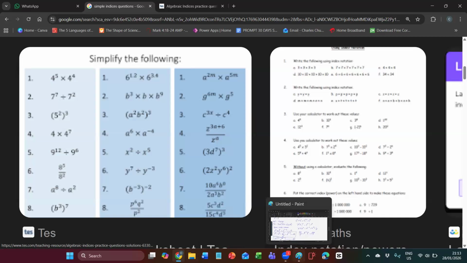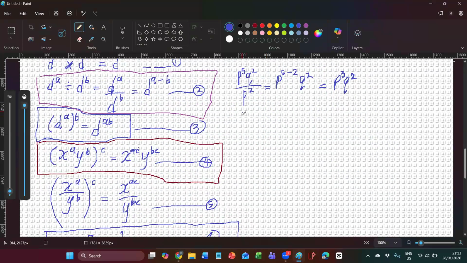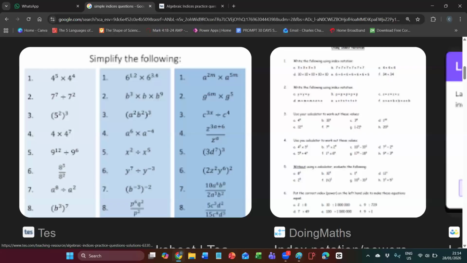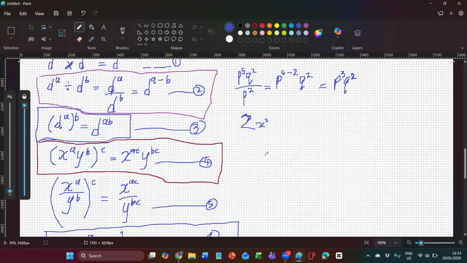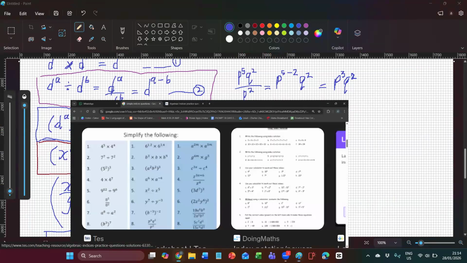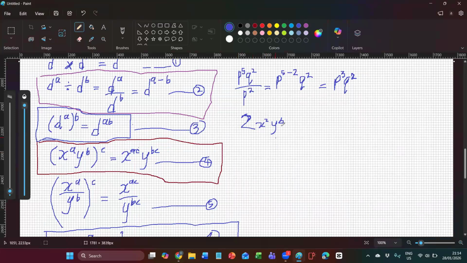2x squared y raised to the power of 6, all raised to the power of 2. My 2 looks like a z, but yeah, we all know it's a 2. 2x squared y raised to the power of 6, and then all that raised to the power of 2. Okay, I'm sure you know how to do this one, right?